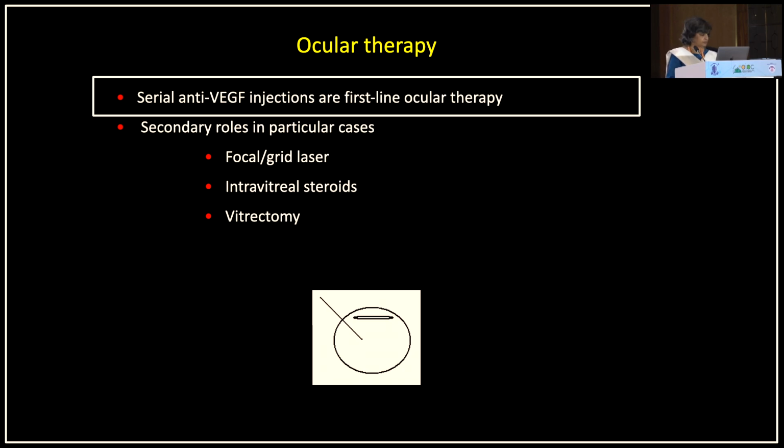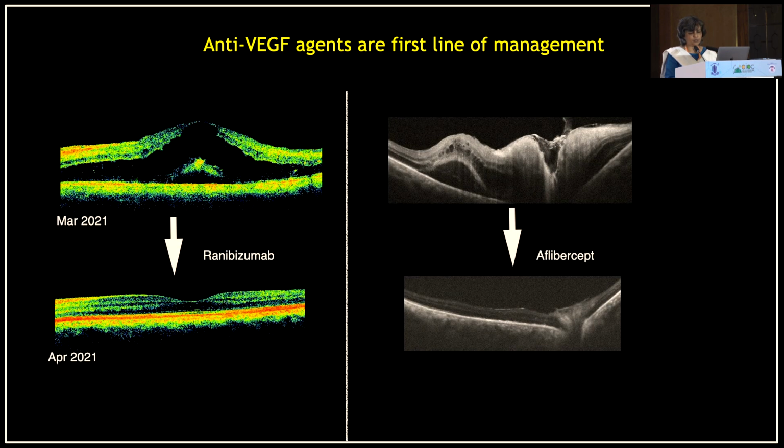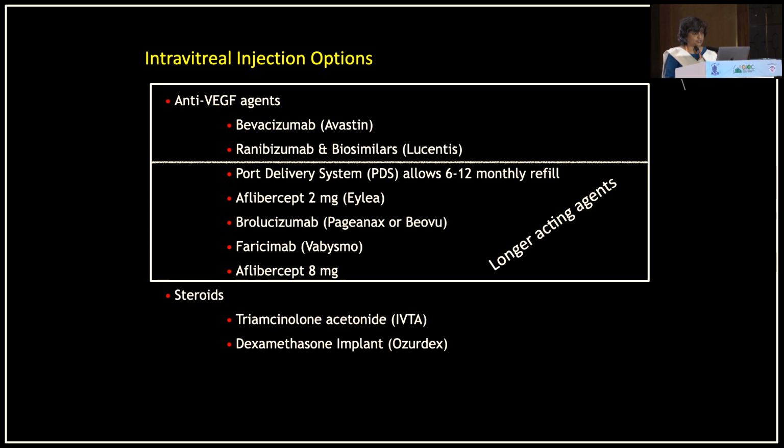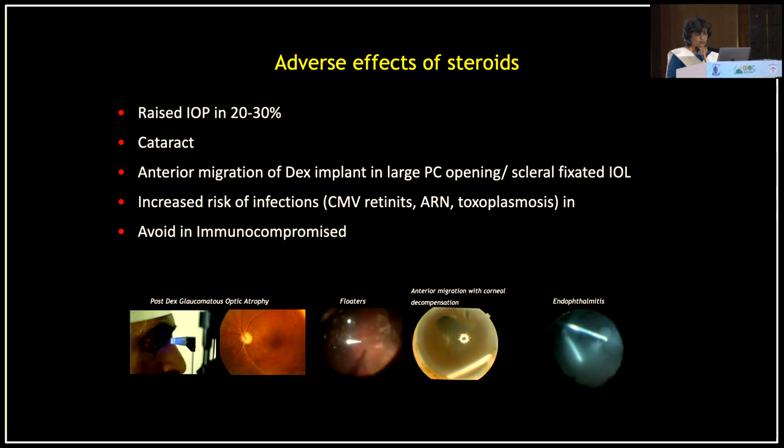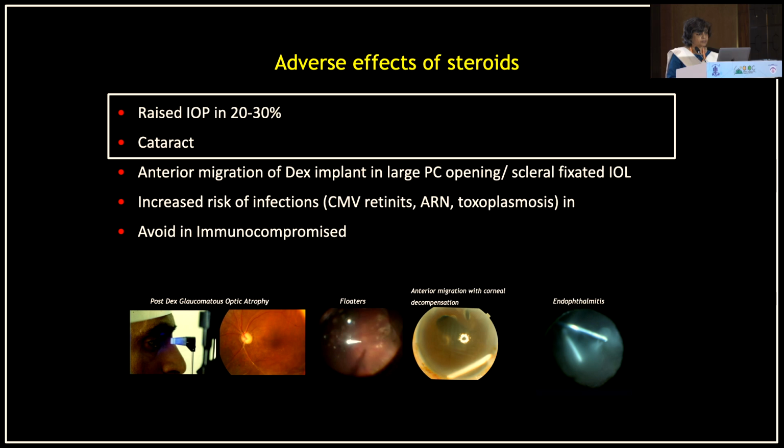Treatment, of course, remains serial anti-VEGF injections. Laser or intravitreal steroids or vitrectomy remain only secondary options. There is a dramatic improvement with anti-VEGF injections, and this is the whole list available. Steroids can be triamcinolone or dexamethasone implant. But steroids continue to have side effects, so remain treatment of second choice after anti-VEGFs.